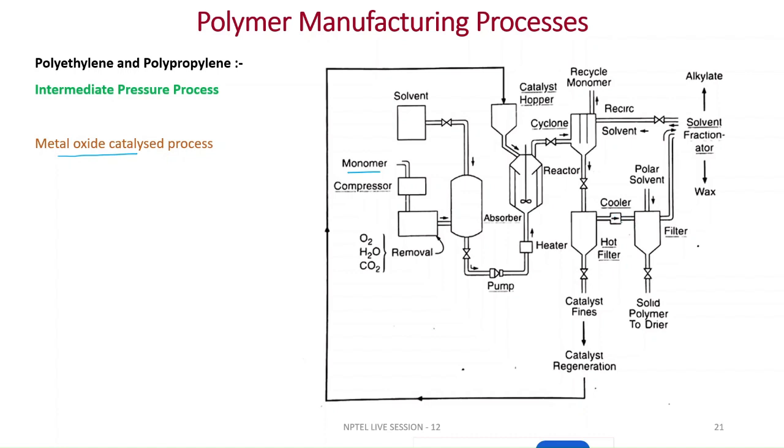The ultimate product, polyethylene, will be filtered and then sent to the solvent fractionator, where alkylate will be separated out. So with this kind of intermediate pressure process, we are mainly improving the tensile strength, rigidity, and crystallinity of the polymers.